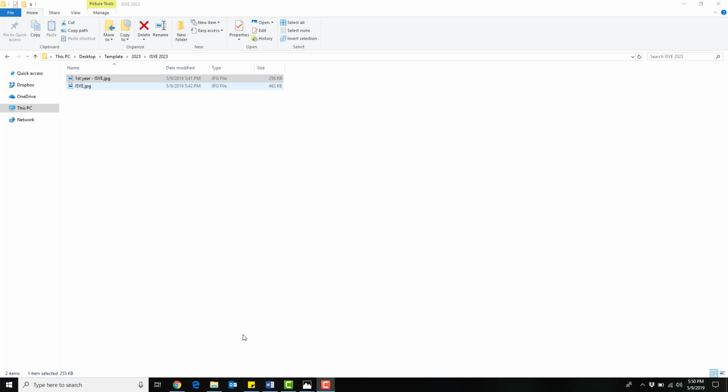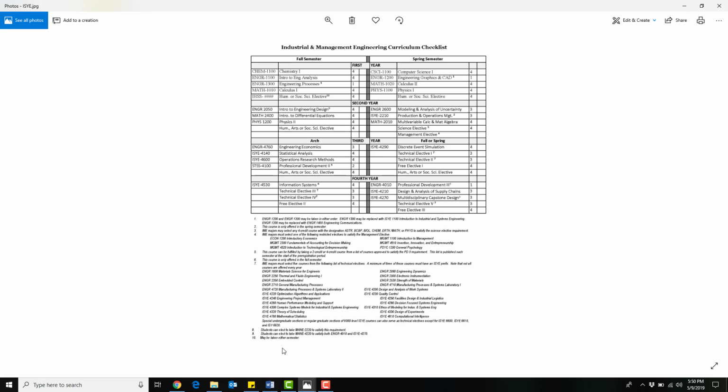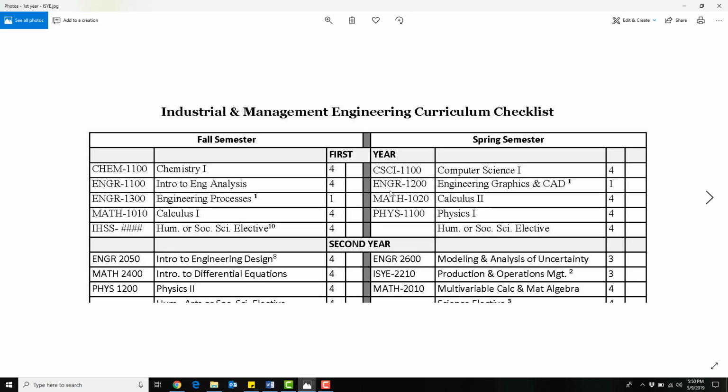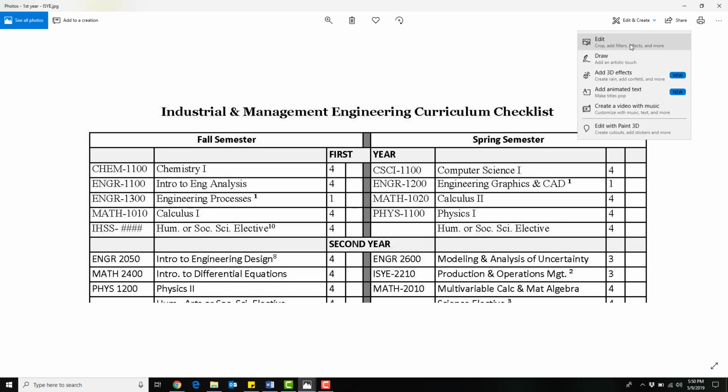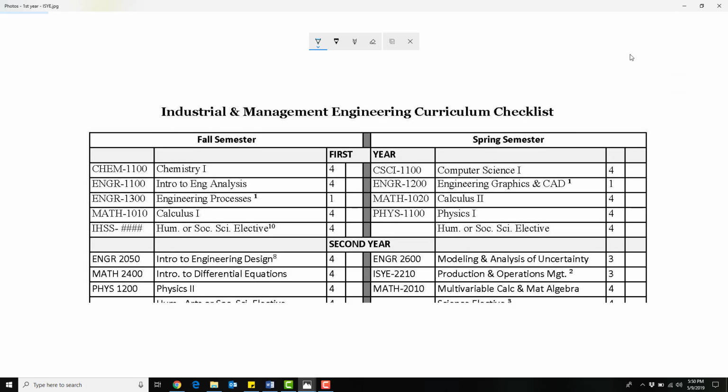So let's first take a look into the full template for IME. Here you'll see the courses for all 4 years of the RPI degree for IME, separated by fall and by spring. For many courses, there are footnotes that give more information about that specific course and things that you will need to know. Taking a look at the first year, these are the courses that you will take in your first semester here at RPI.